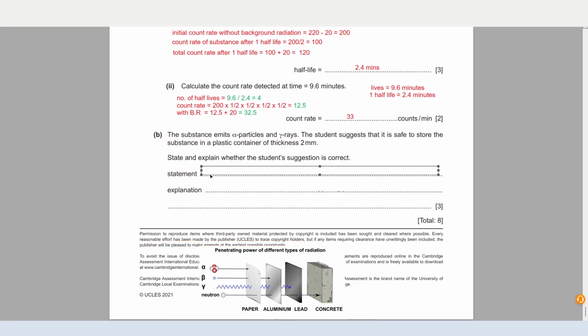the student is not correct, and gamma ray is harmful and cannot be stopped by plastic containers. The student must use lead container, as it stops the gamma rays from passing through the container. And this will be our answer for part B.